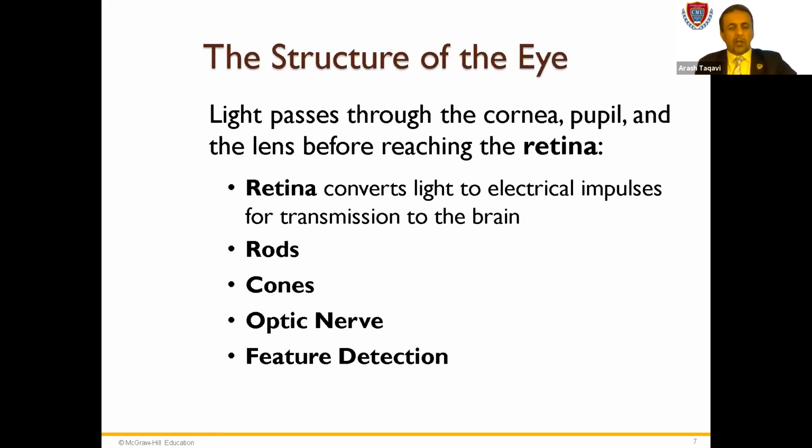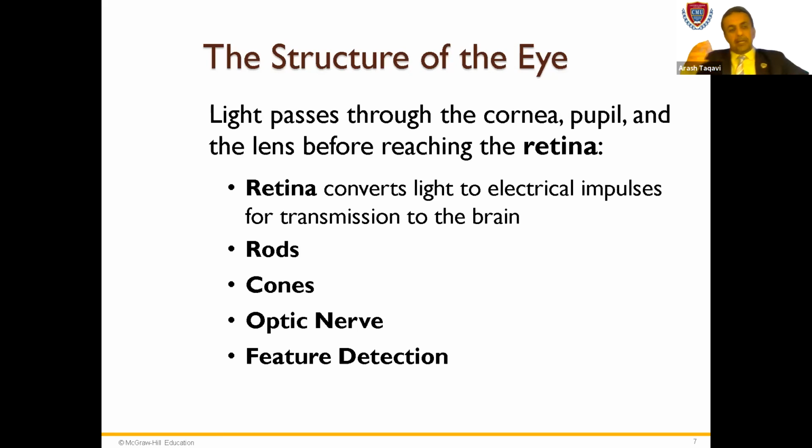You can see the structure of the eye here. Light passes through the cornea, pupil, and the lens before reaching the retina. The back part of your eyes is called the retina. At first it is the cornea. And after that, you can see the pupil. And after that, you cannot see my lens.